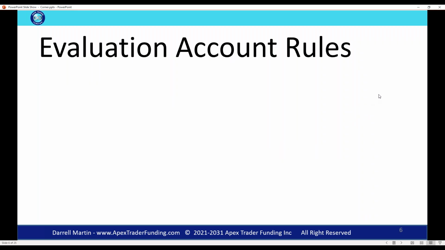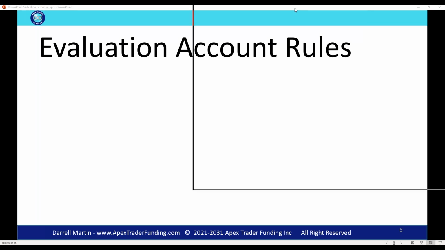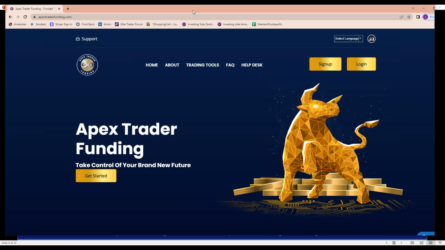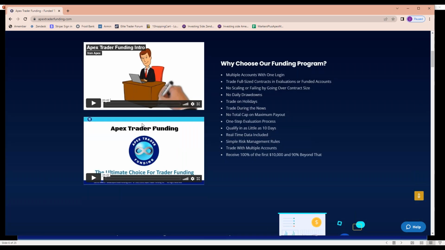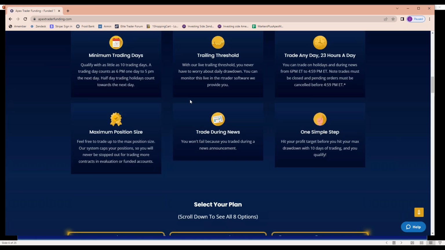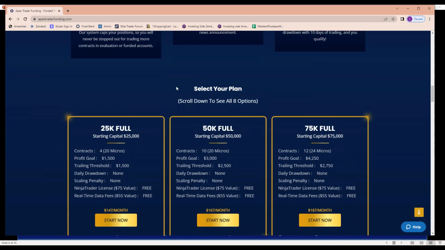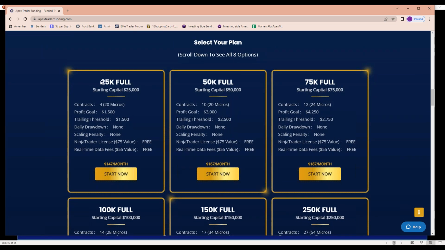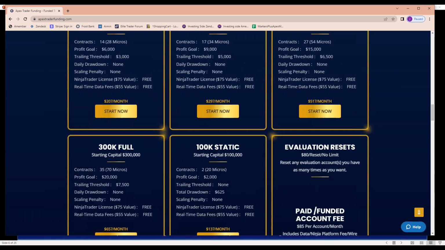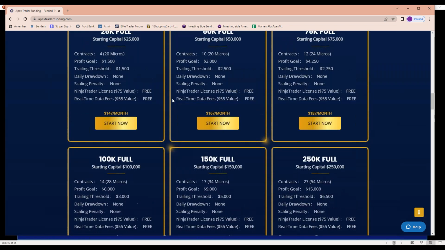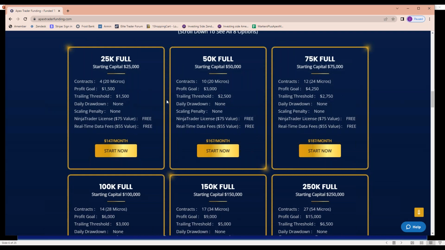Here's our rules for Apex Trader Funding, okay? I'm gonna show you here in a minute. Let me just pull this over real quick first. So when you do go to our site, apextraderfunding.com, you can scroll down, watch a little video here, check out some information, but right down here, we have different plans, okay? Anywhere from a $25,000 evaluation account all the way up to $300,000, okay? Each one is different, each one has different rules, okay?